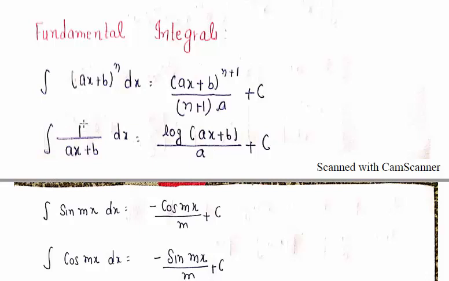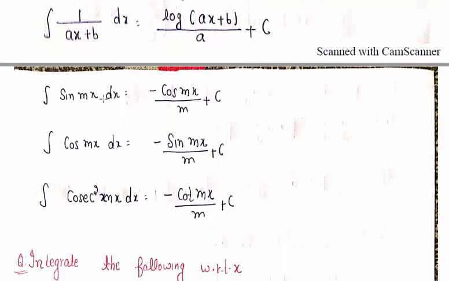Then the integration of 1 over (ax plus b) is equal to, we know that the integration of 1 over x is log x, so this equals log(ax plus b) over the coefficient of x, which is a. Now on the same line, the integration of sin mx is minus cos mx over m plus c. The integration of cos mx is sin mx over m plus c. The integration of cosecant square mx is minus cot mx over m plus c. Similarly, we want to find the integration of secant square mx dx.